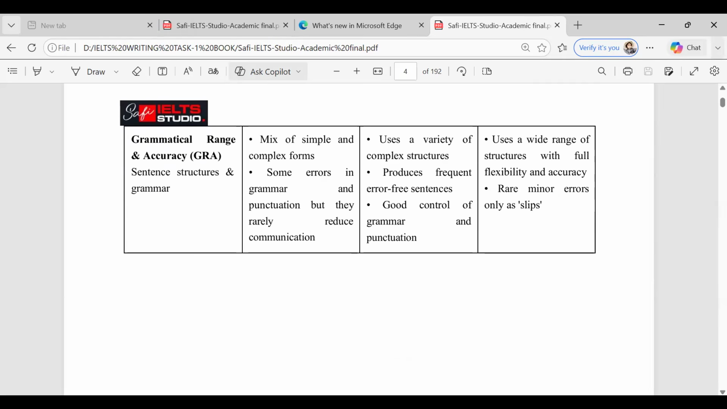And the last one, we must have grammatical range and accuracy. About the grammatical range and accuracy, you are supposed to use different sentence structures. I will teach you, inshallah, different sentence structures. And you need to produce error-free sentences as well.